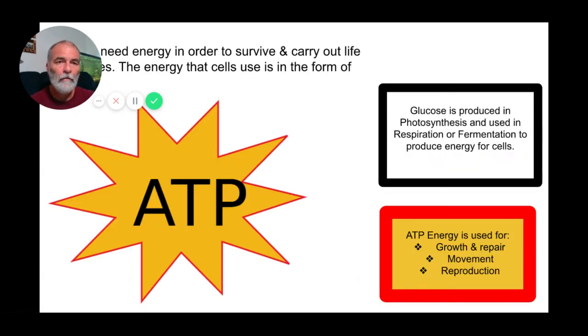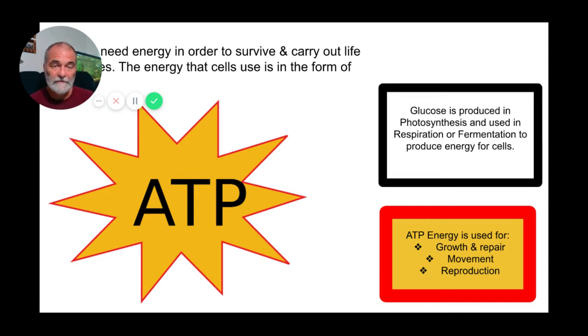ATP. All organisms need energy in order to survive. And that energy is in the form of ATP. Now, that ATP energy, well, obviously, photosynthesis comes from the sun. The sun shines down on plants. And plants capture that sun's energy and they store it in something called glucose, also known as sugar.